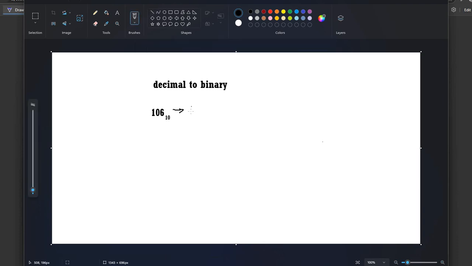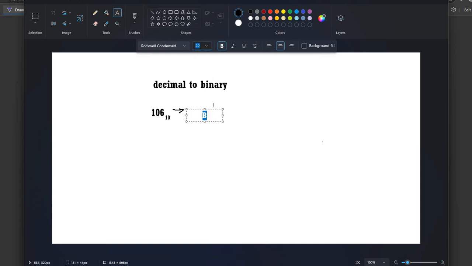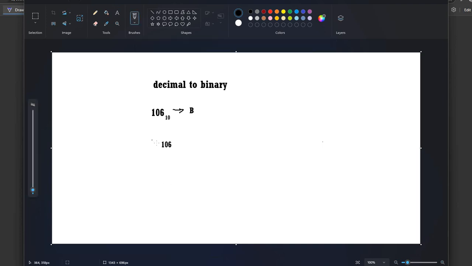We have to convert it into binary, so I'll write b directly. We need to convert it into a binary number. How will you convert it? First of all you need to know that this 10 is the base of 106. First of all we will write like this: 106. You have to divide it by 2. We need to do repetitive division.